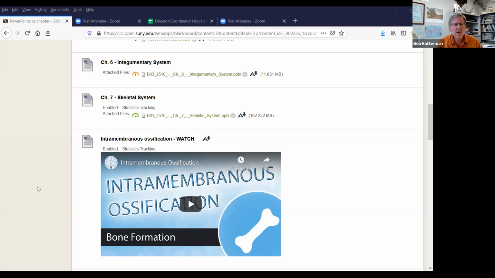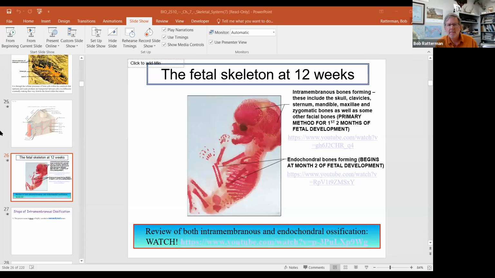if we go to slide number 26, everybody see the fetal skeleton? No? Okay. Let me reshare again. I don't know why I have to do this. All right. How about now? Okay, see the fetal skeleton.